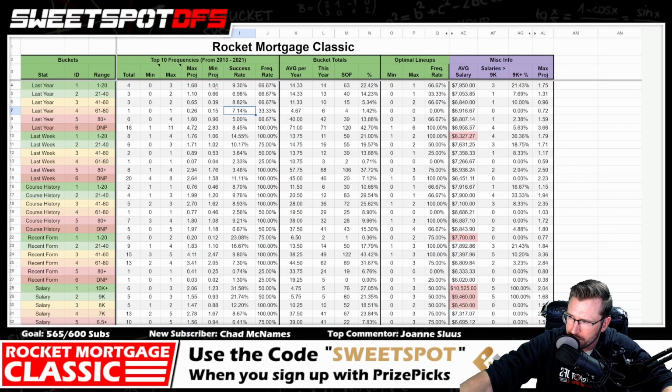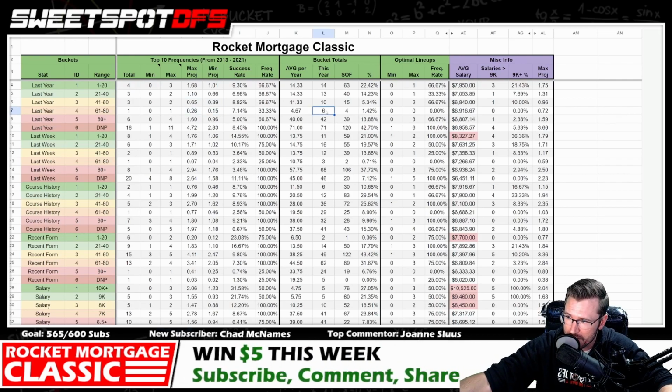So last year 1, 0 to 2. Last year 2, 0 to 2. Last year 3, 0 to 2. Last year 4, 0 to 2. There are 6 golfers in that bucket. There were 10 in the previous one. So you also keep that in mind. The chances, just based off of volume alone, are not super great.